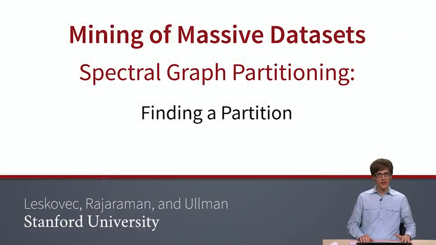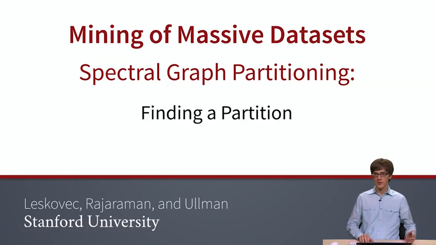Having defined the graph Laplacian matrix, now let's start thinking about how we can use the graph Laplacian to find a good partition of our graph, right? So basically, we want to go back to our original problem where we want to find how to split the graph into two pieces such that the number of edges crossing the two pieces is small.